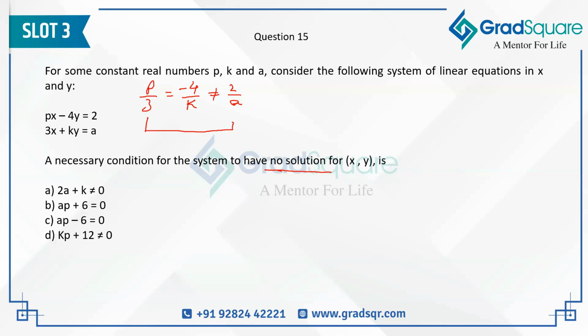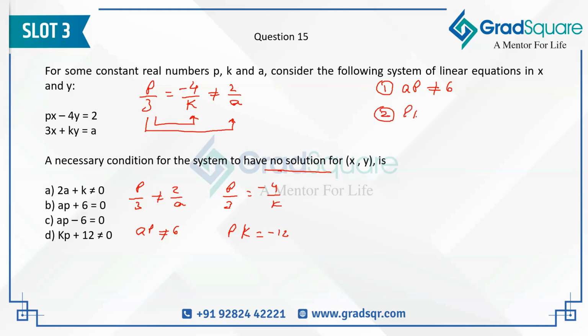Let me equate the first and the last one and say p by 3 must not be equal to 2 by a. So if I look at this, I will realize ap must not be equal to 6. So my first necessary condition is ap must not be equal to 6. Look at the second condition. Make this equal to this. So if you make p by 3 equal to minus 4 by k and solve this, you will realize pk is equal to minus 12.